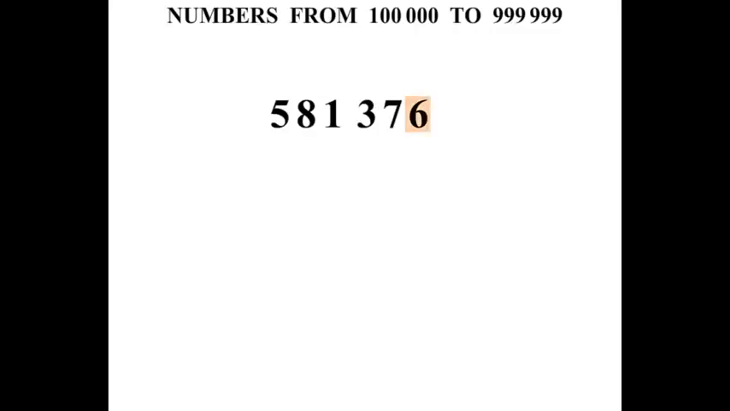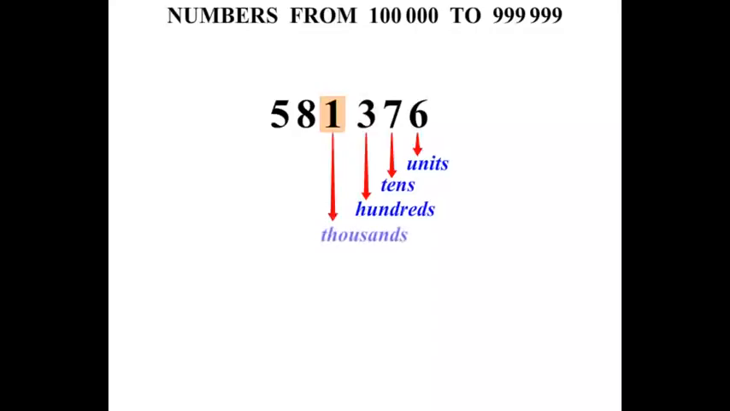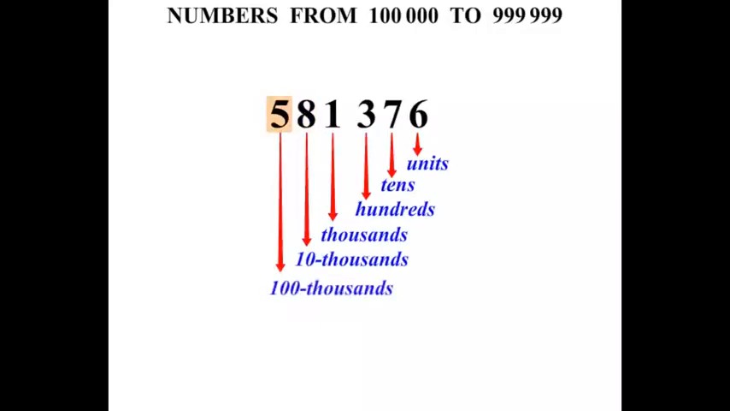That 6 is in the units column or the ones column. The next one, the 7, is in the tens column. The 3 is in the hundreds column. The 1 is in the thousands column. The 8 is in the 10,000s column. And this 5 is in the 100,000s column.